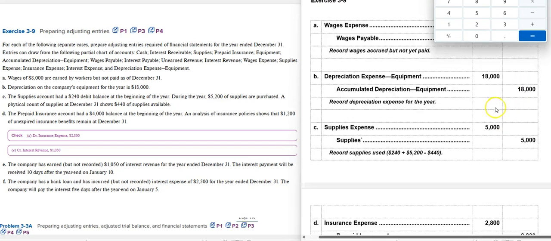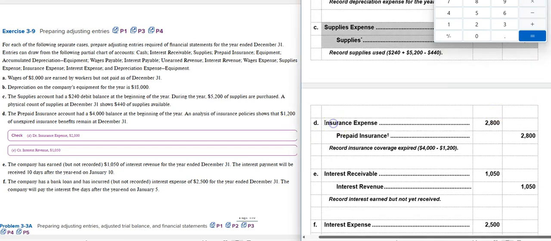$2,800 worth of insurance was incurred. Insurance expense needs to be increased, and our prepaid insurance account needs to be decreased. Credit the asset to decrease it, debit the expense to increase it.